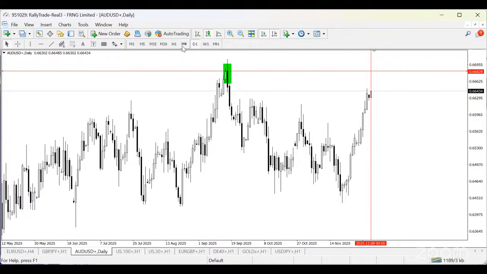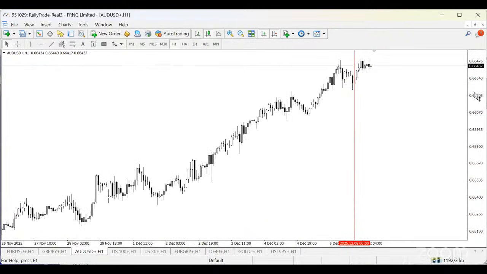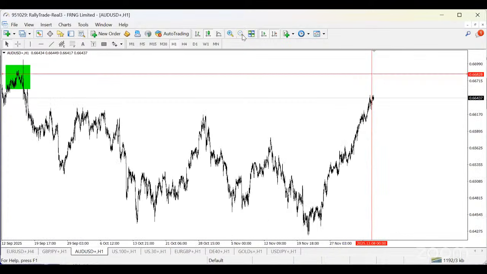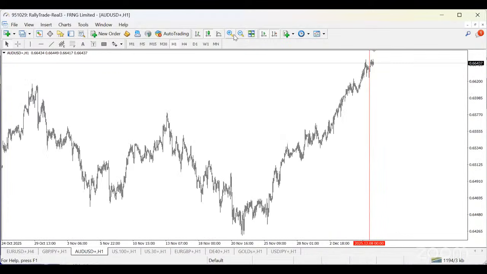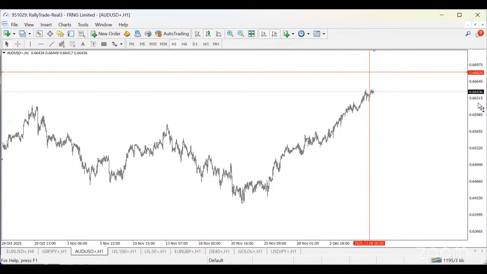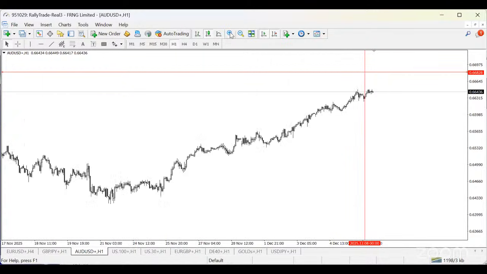And then we look at tomorrow. So let's put it on H1 now, and then we can zoom in. So between now and tomorrow, the price will get to this level. Right now, the price is currently here. Let's zoom in a little bit so that we can see the candles properly.